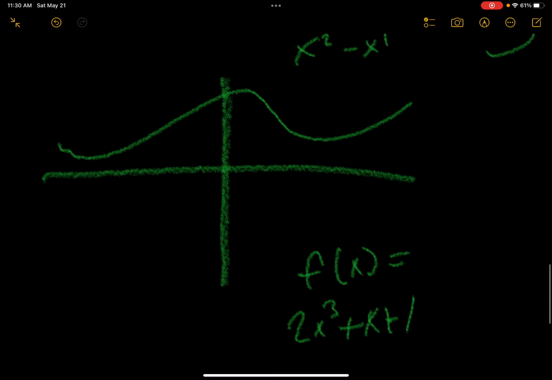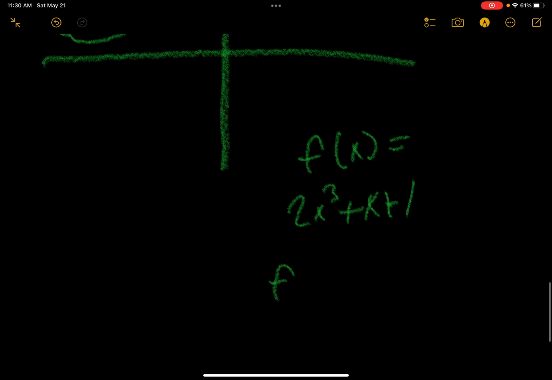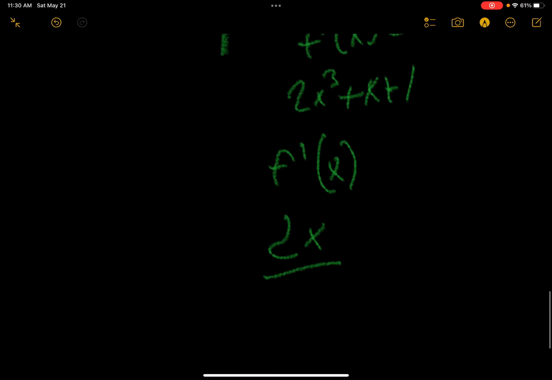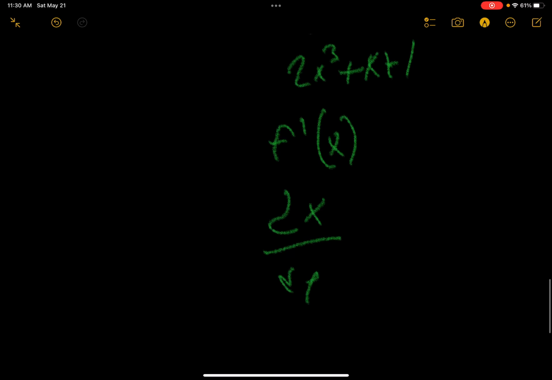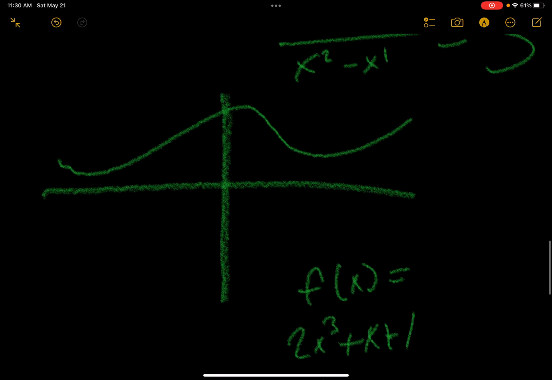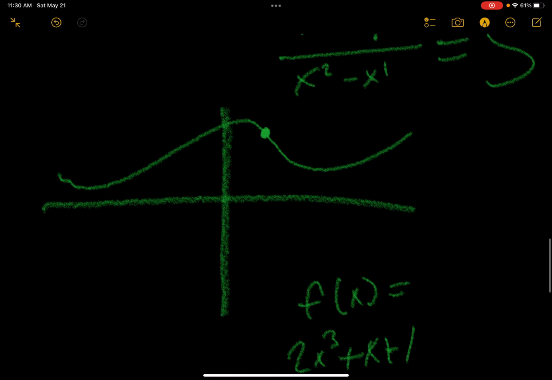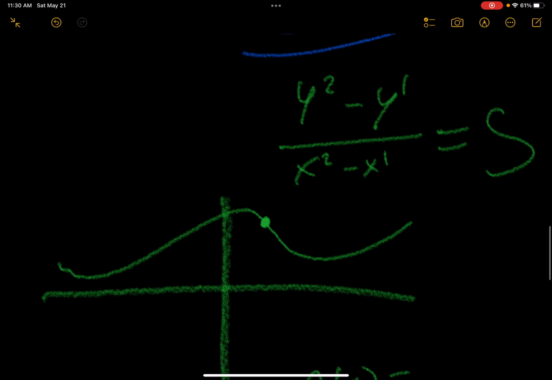So now, when doing this, we need to calculate this, right? Or in other words, dy over dx. So let's just say we're trying to find the point right here, and we're trying to find the slope.